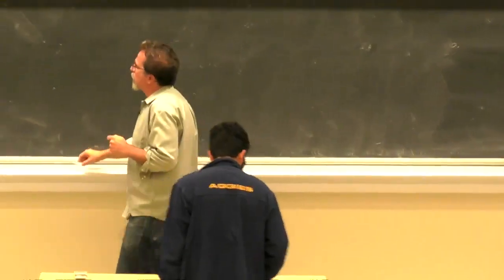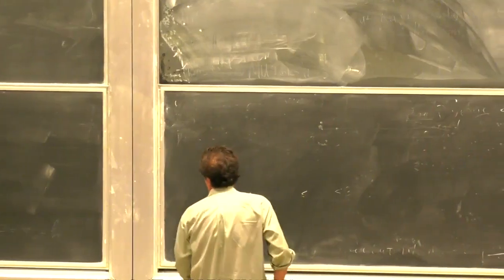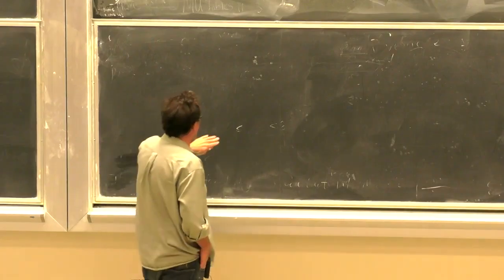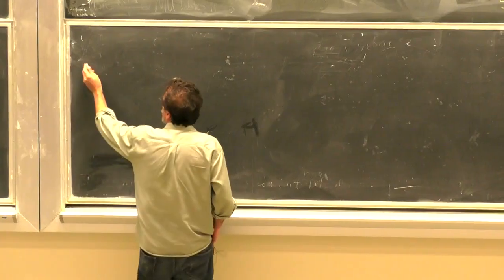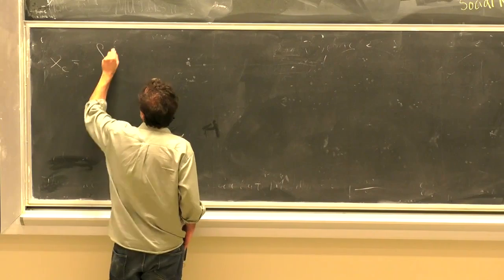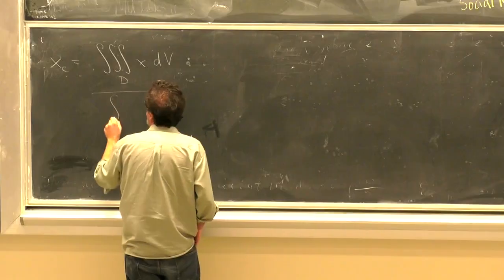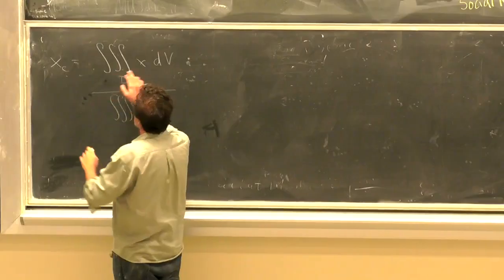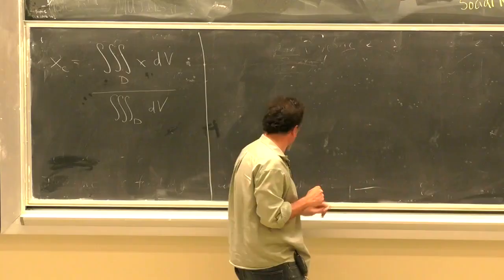So I started talking about density last time. And I'm just going to do one example of center of mass and centroid. I recall to you that the definition of the x component of the centroid is equal to the triple integral over the domain of x dV divided by the triple integral over the domain of dV. That's the x component of the centroid. The y component of the centroid, you replace this with y. The z component of the centroid, you replace that with z.